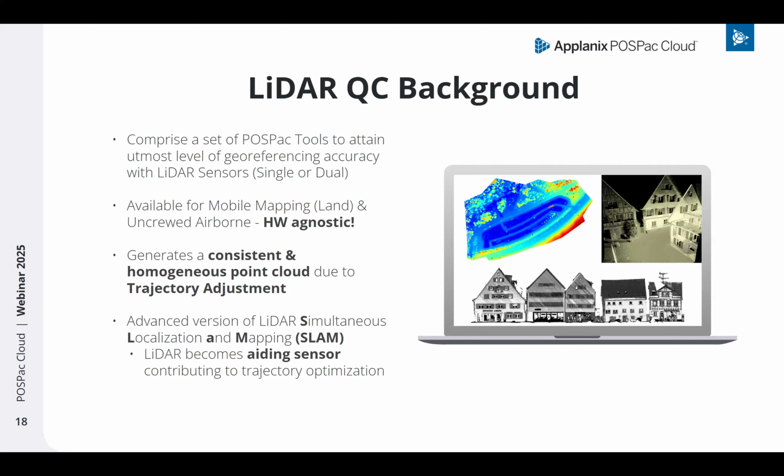LiDAR QC creates dramatic improvements, particularly in GNSS critical environments where the system is subject to drift effects. So it's an advanced version of simultaneous localization and mapping, that's SLAM, and the LiDAR becomes an aiding sensor contributing to trajectory optimization.